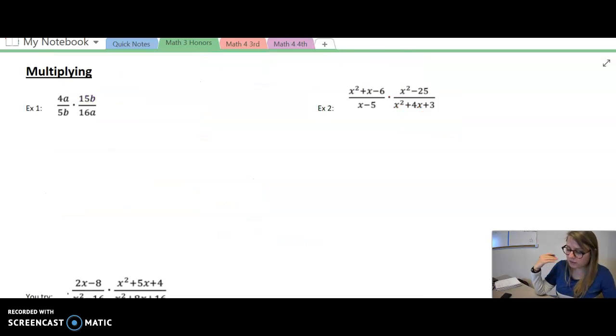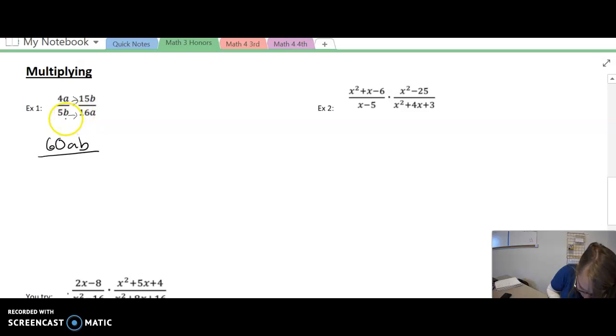So let's move on to multiplying. So now we're going to multiply rationals together. So for this one, I'm going to go ahead and multiply everything. So you just multiply straight across like elementary school. So we have 4a times 15b. Well, 4 times 15 is 60, and then ab all over 5b times 16a.